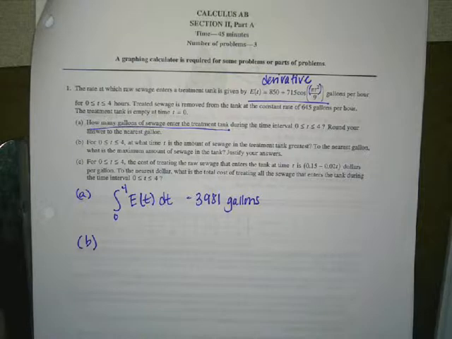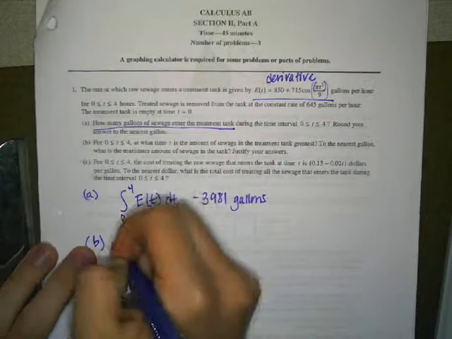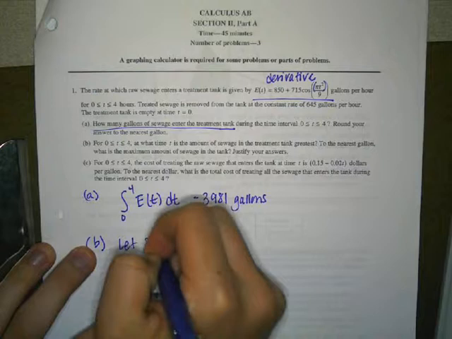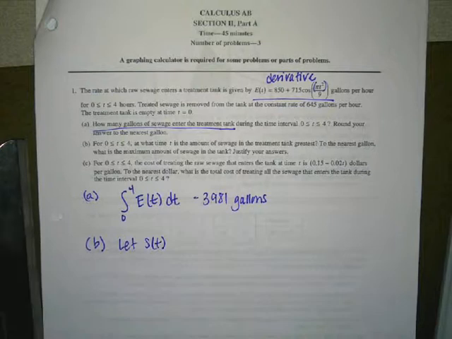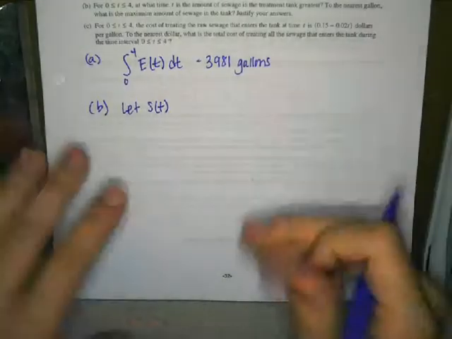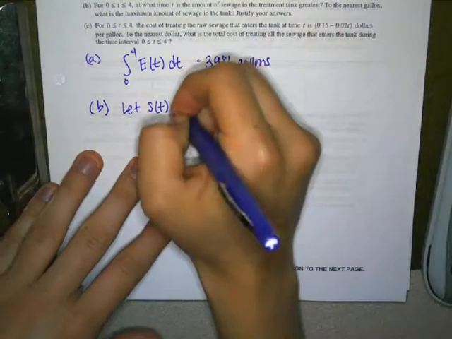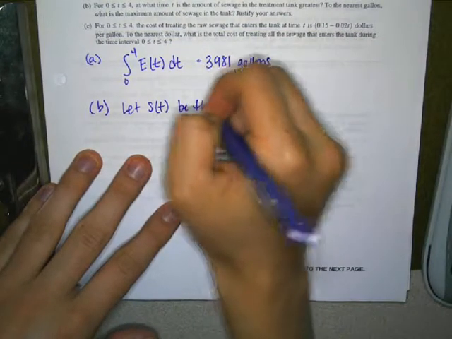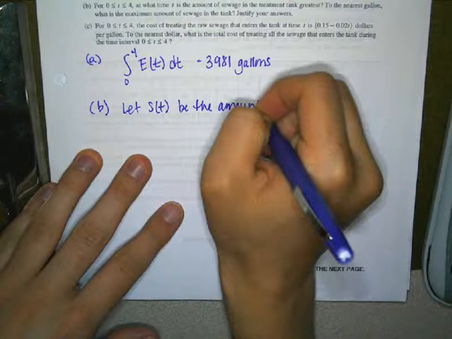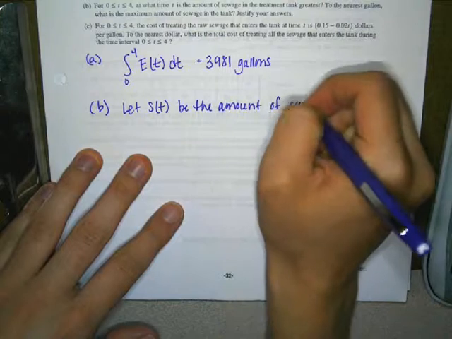Now, when we set this up, we're going to just name a new function here for the amount of sewage that would be present, like basically setting up the integral here. I'm going to let S of t, you can use whatever you want, I'm using S for sewage, be the amount of sewage.